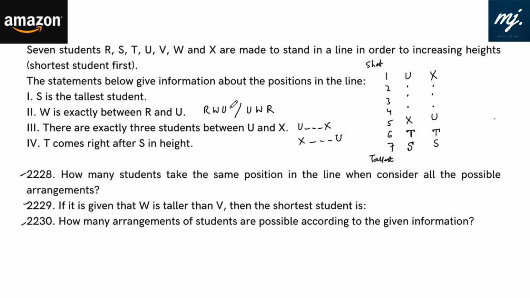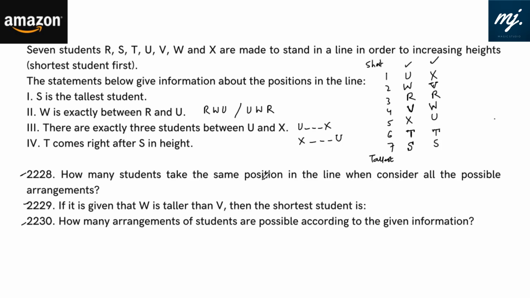Now, W is exactly between U and R. So if U is here, W should go there. This should be R. We have R, S, T, U, V, and at the 4th position we will have V then. Perfect. Now if I follow this pattern, W should be here, R should be here, and then V should go here. Since we don't know this height pattern, we end up getting 2 different solutions. Let's see the questions.